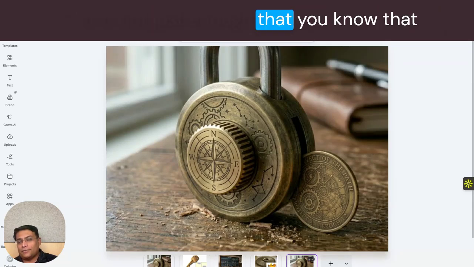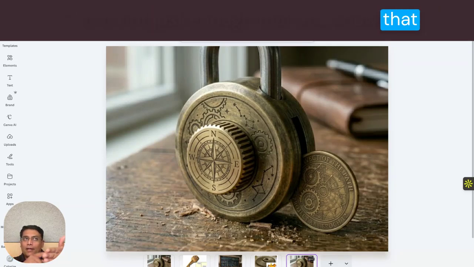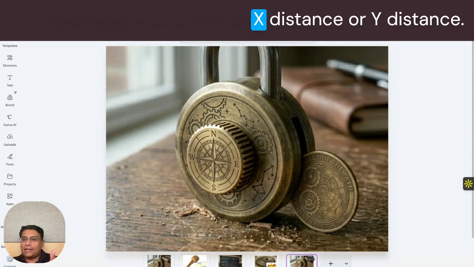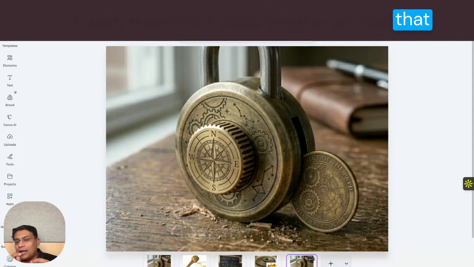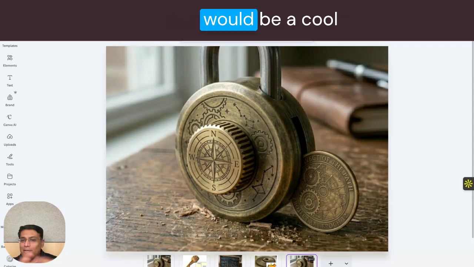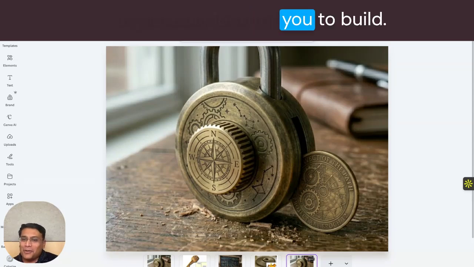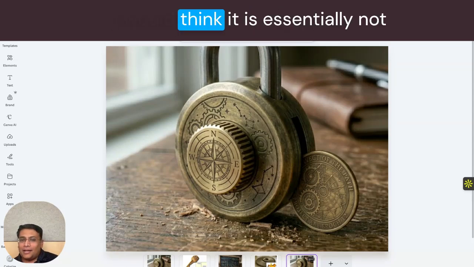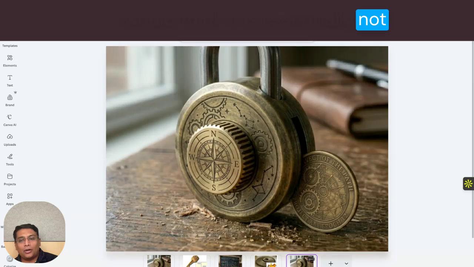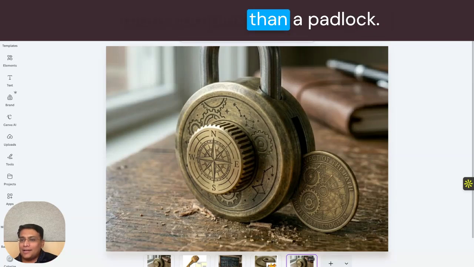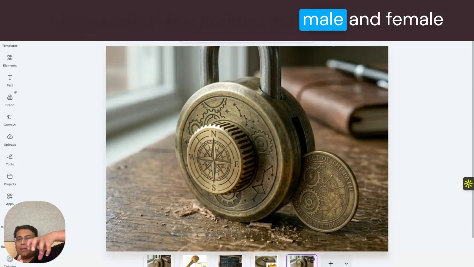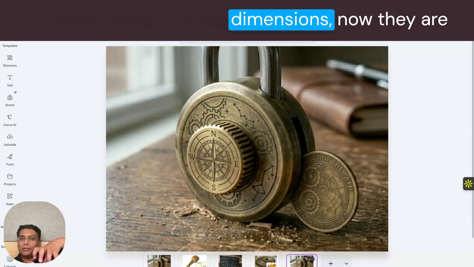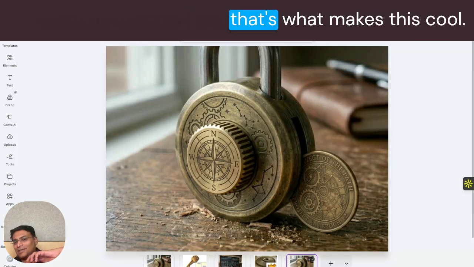It is not just enough that you know that something is at a certain x distance or y distance. It also matters at what degree that particular impression should have been. This will be a cool unpickable lock for you to build. I would think it is essentially not more complex than a padlock. It's just that the padlock, the male and female parts, instead of 2 dimensions, now they're 3 dimensions. And that's what makes this cool.